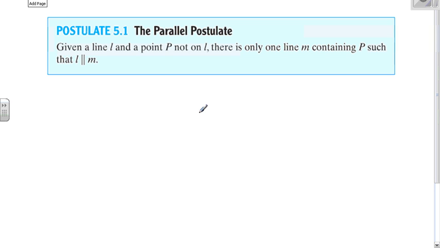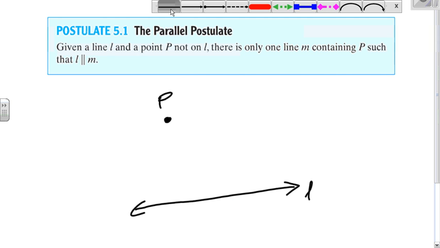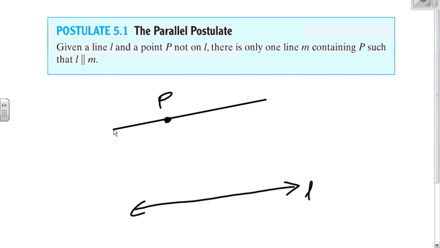Next, we'll talk about the parallel postulate, which states if we are given a line L and a point P that's not on the line, there is only one line that can go through that point that would be parallel to line L. There's only one line that goes through that's parallel.